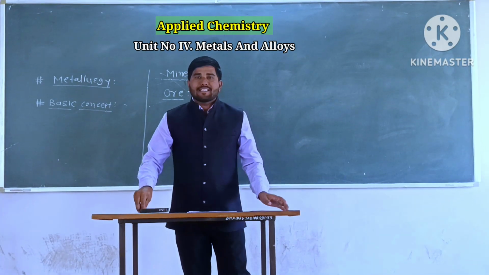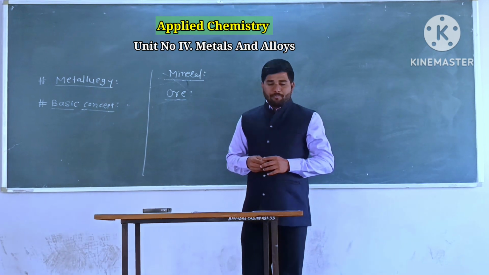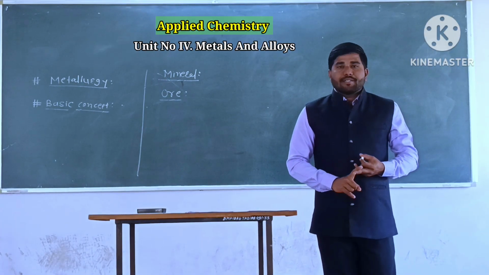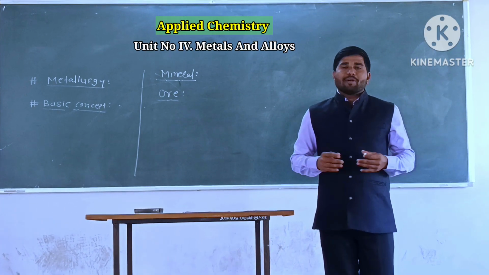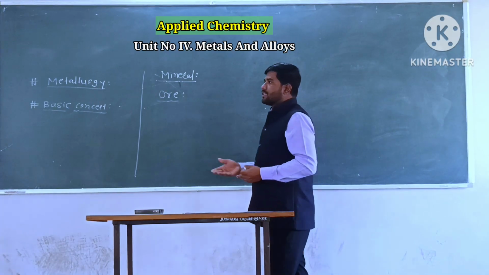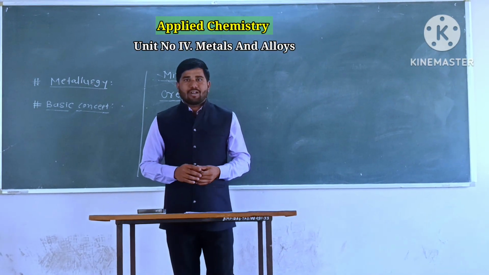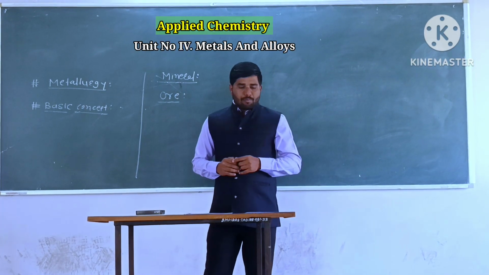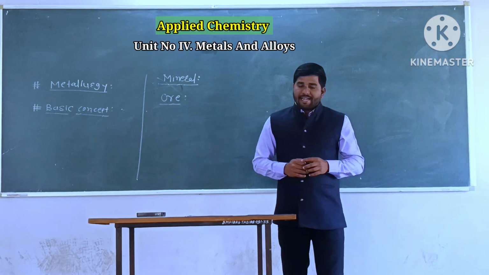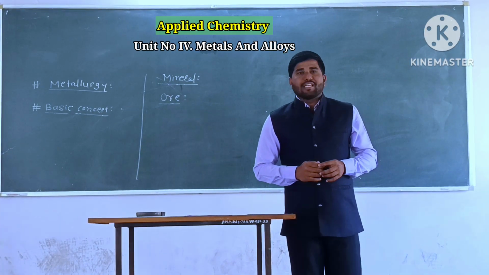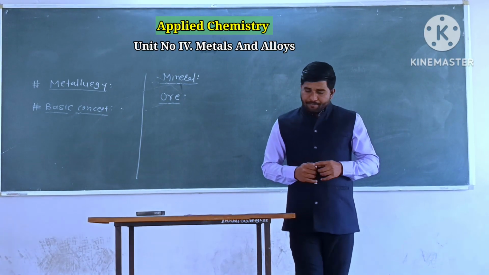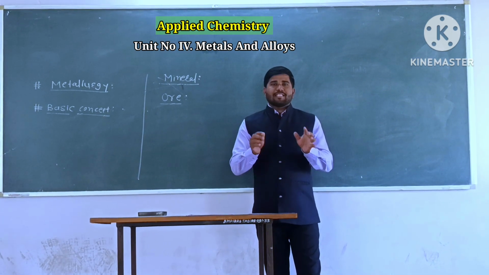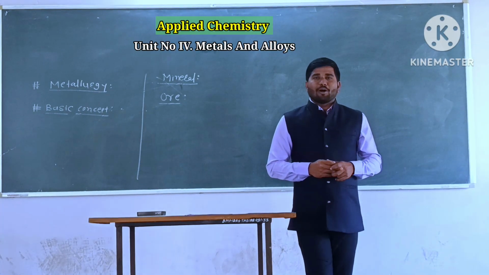Now the question arises: what are the different examples of ore? The examples of ore are ores of iron, ores of copper, and ores of zinc. If we see the exact examples of iron ore, copper ore, and zinc ore: examples of iron ore are magnetite and hematite. Examples of copper ore are cuprite and malachite. Examples of zinc ore are zincite and calamine. So this is the simple definition and examples of ore.